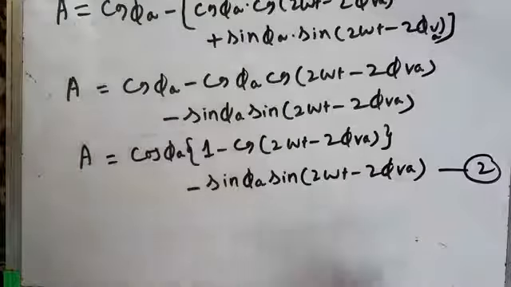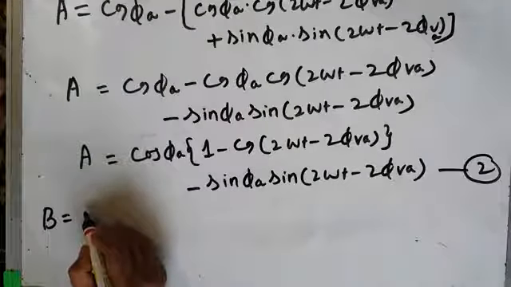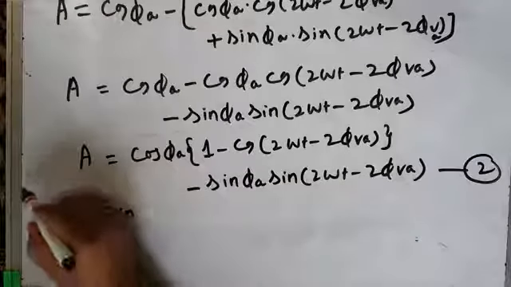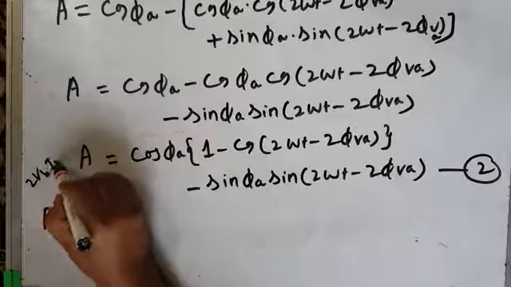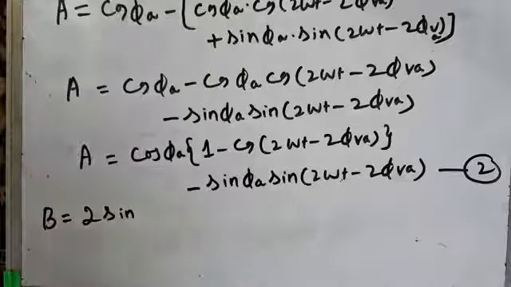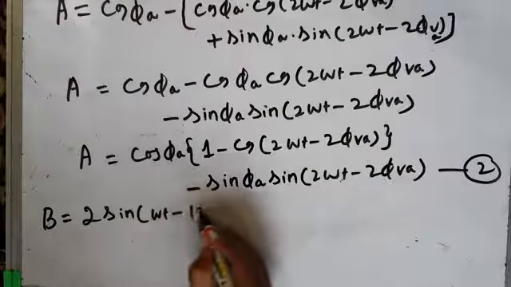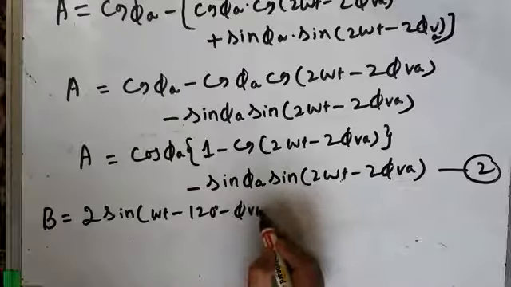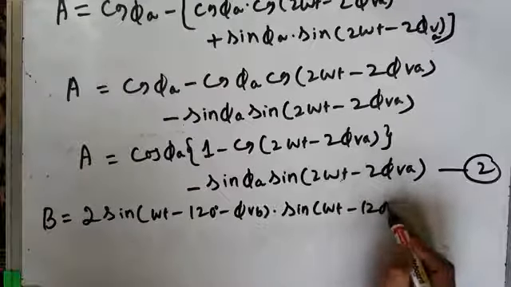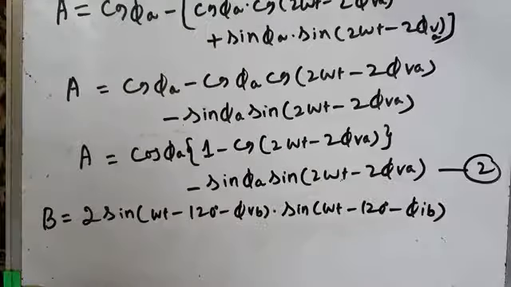Okay, in that equation what is b now? We already know b is 2 vb ib sine of, it's like this. The equation is already with you, you can write down. So b is 2 sine of omega t minus 120 degrees minus phi vb into sine of omega t minus 120 degrees minus phi ib. This b we get from equation 1 which is already with you.